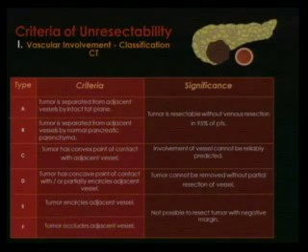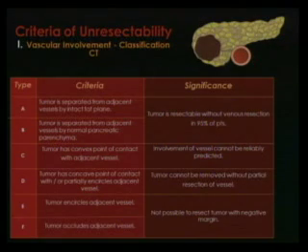Type A is a tumor that is separated from the vascular structure because we have fat. Type B is the same situation, but instead of fat, you have pancreas in between. In these two cases, the tumor is resectable, obviously. There is no vascular invasion.